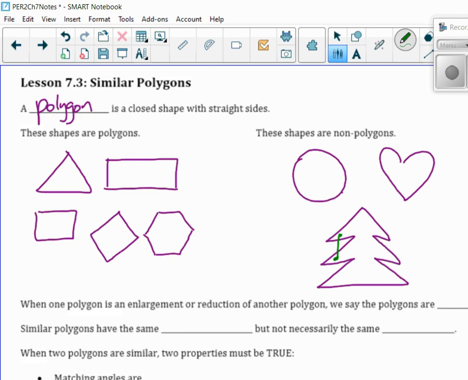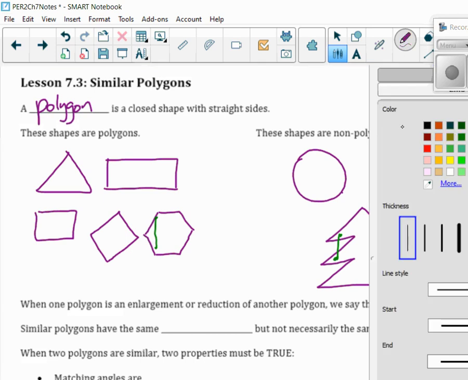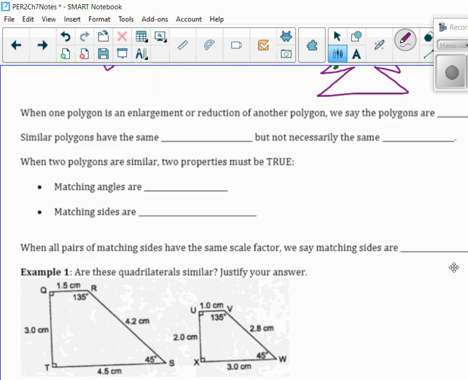If you look at any of these polygons on the left here, no matter where I go, it'll automatically connect inside. You can't go outside and then back in. So I just want to switch back to my purple. I like purple. Okay. When one polygon is an enlargement or reduction of another polygon, we say the polygons are similar.